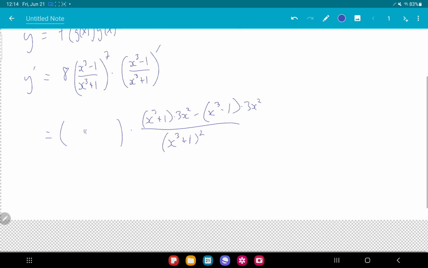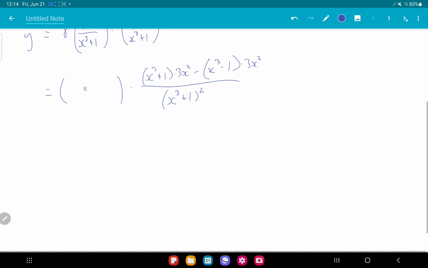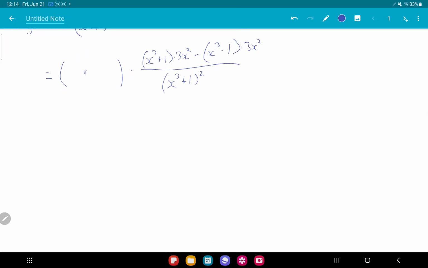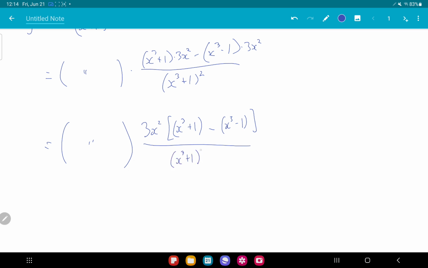So what can I do there? Well, like a good calculus student, I can look at my numerator and factor immediately. So I see a 3x squared. That can come out. I got x cubed plus 1 minus x cubed minus 1 staying in the bracket. And then I have x cubed plus 1 all squared there.